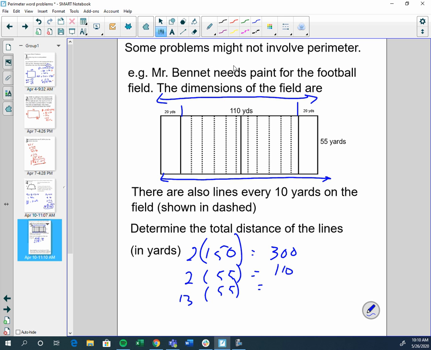13 times 15, 195. No, it's not times 15, it's times 55. 13 times 55. I knew it was way more than that. 715 yards. So we're going to add those all together: 715 plus 110 plus 300. He has a total of 1,125 yards of paint to cover.